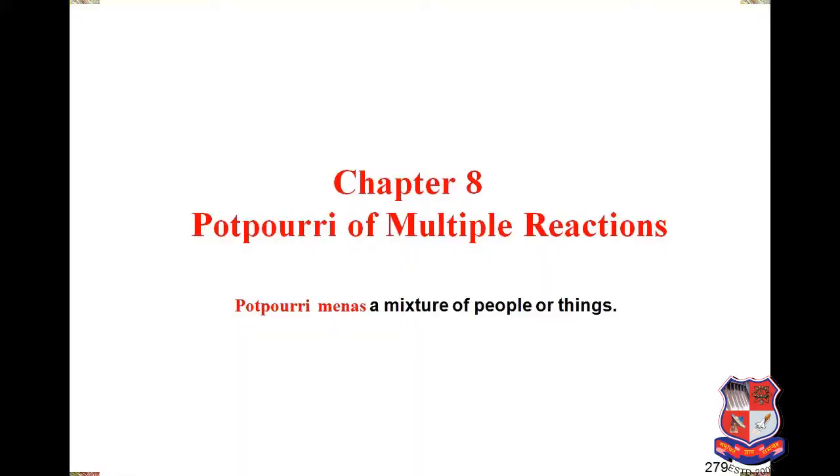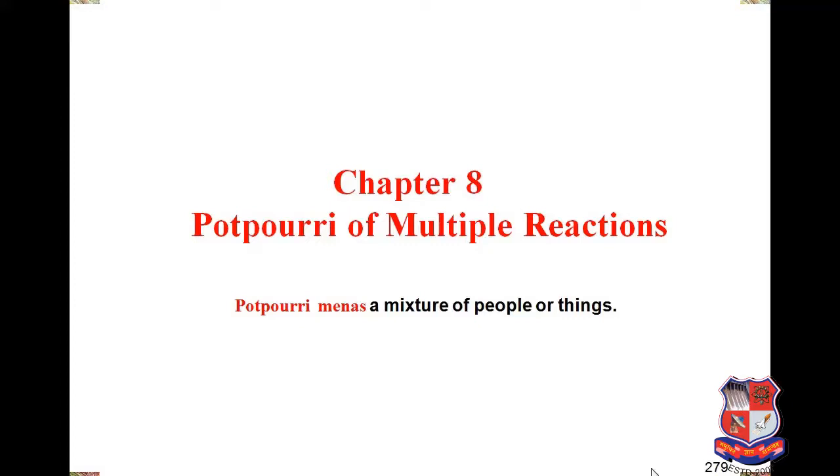Okay, friends, welcome back. Let us start learning chapter number 8, potpourri of multiple reactions. Potpourri means a mixture of people or things. So now we are going to learn the multiple reactions, which can be a mixture of parallel reactions or series reactions. Means parallel and series reactions as multiple reactions.